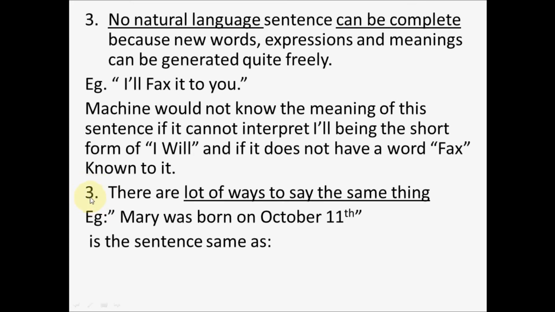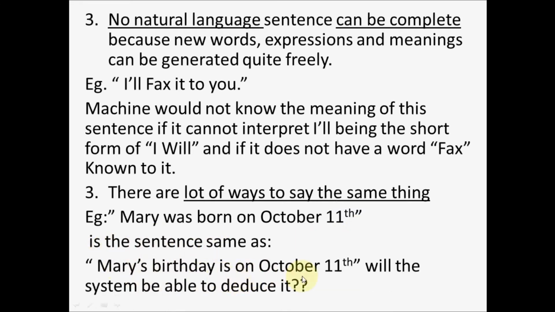So the fourth problem posed by this particular thing is, there are a lot of ways to say the same thing. As I was talking about earlier, the same thing can be said in many different ways. For example, Mary was born on October 11th. If this is a sentence, is this sentence same as the next sentence, Mary's birthday is on October 11th? Now we know that actually it means the same. If somebody is born on a particular day, that means that person's birthday is on that day. But will the system be able to deduce this like how we humans do? No. So there should be some representation that should map these two sentences as equal.